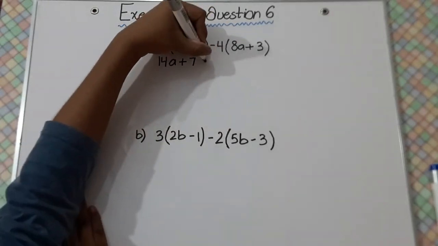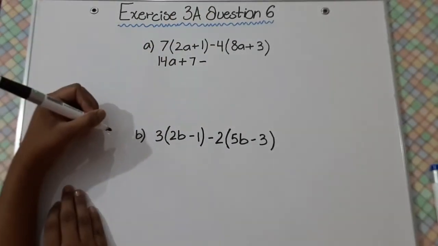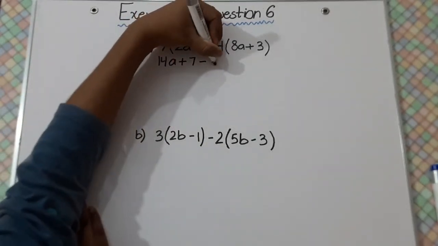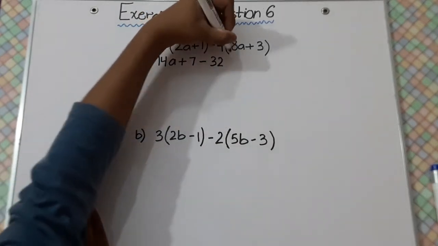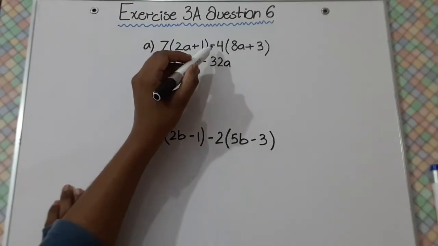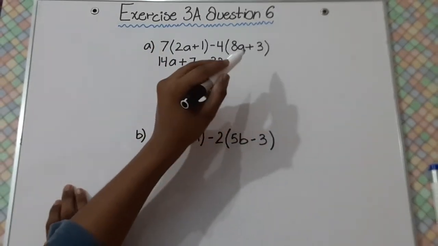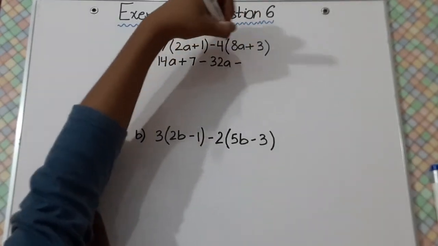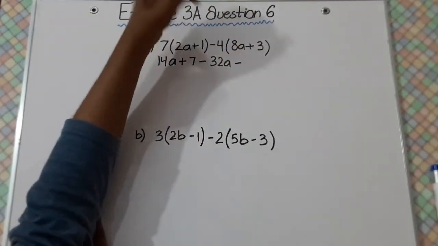Then we are having a sign of minus. Now we are going to multiply 4 with the other bracket. Now 4 multiplied by 8a is 32a. Now the sign would be changed because we are multiplying minus 4 with this bracket. So the sign will be minus, plus, minus. And minus 4 multiplied by 3 would be 12.